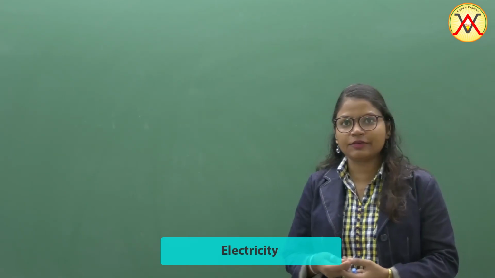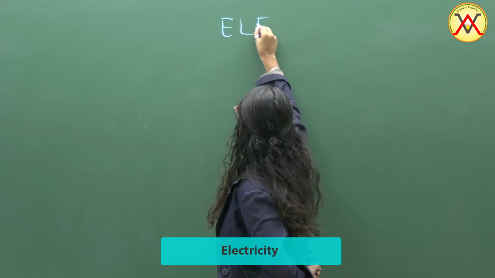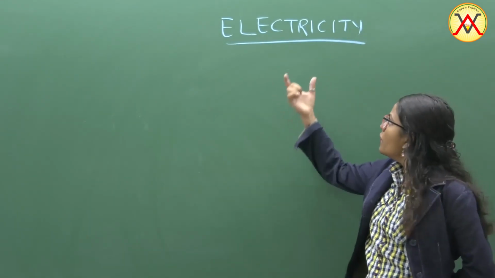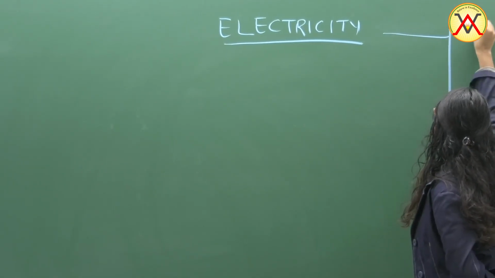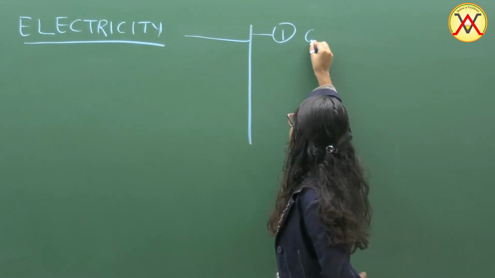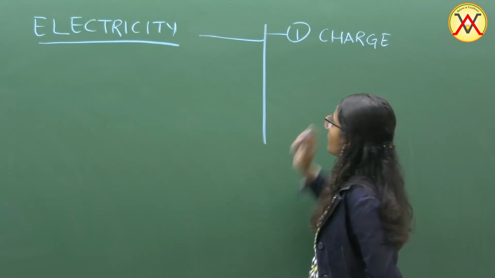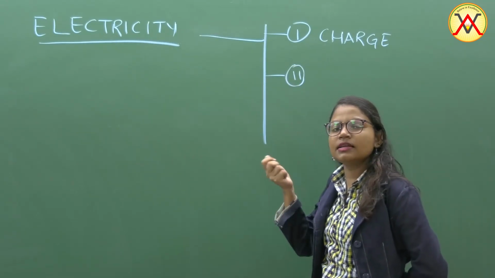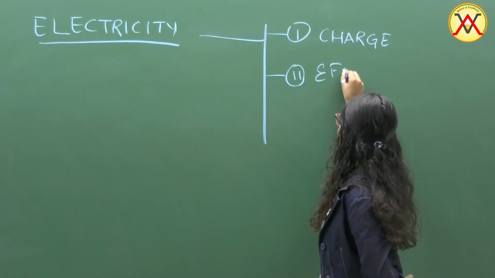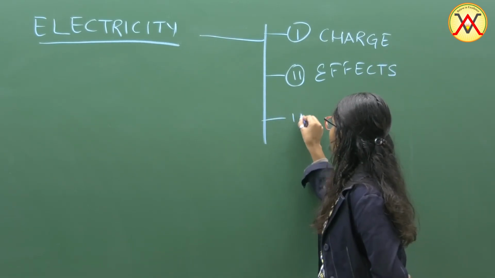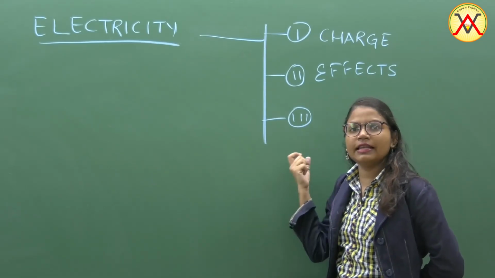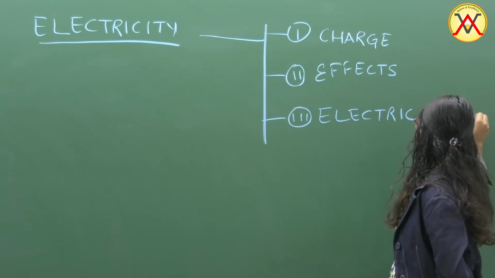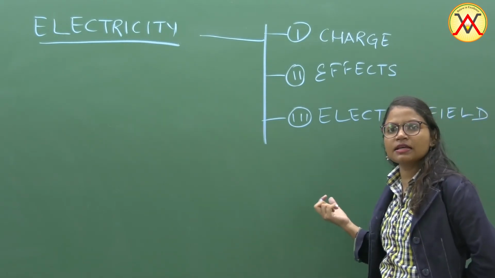Today we shall be taking the topic electricity. In this topic, we shall be taking the entity around which this topic revolves, that is charge. Furthermore, we will be discussing the effects of this charge depending upon its state, whether it is at rest or in motion. Then we shall be discussing our electric field. Along with electric field, we shall also be discussing potential.